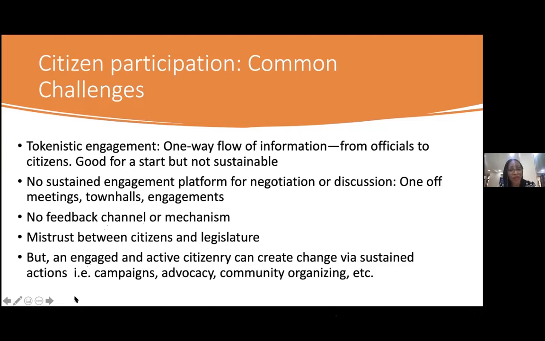I also have to say that when it comes to participation, different experts look at participation in different ways, and I think they try to categorize it because participation can happen in different ways, and there are certain things that look like participation and they're really not participation. So for instance, tokenistic engagement, one-way flow of information, it's a good starting point for ensuring citizen participation.